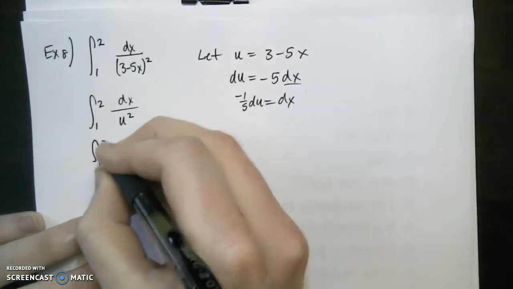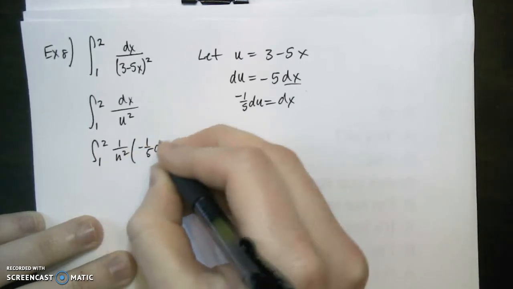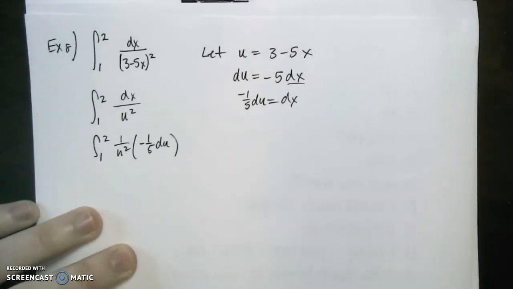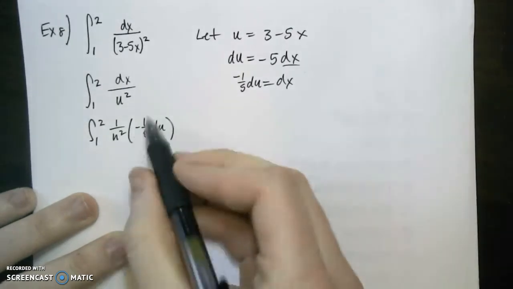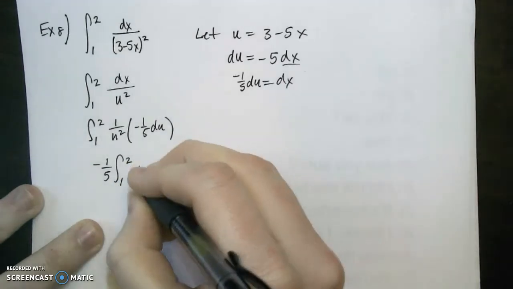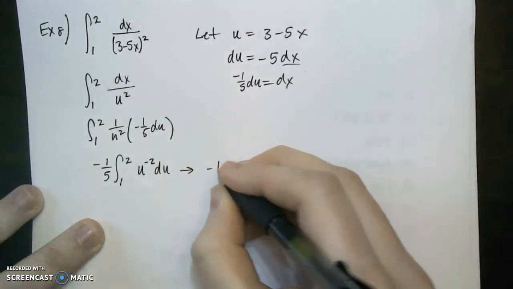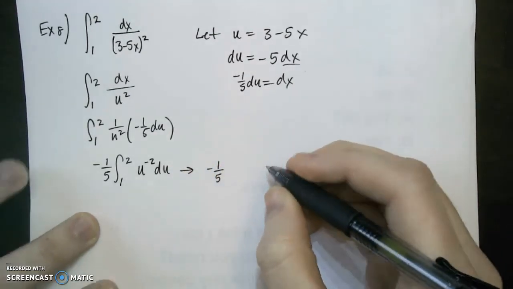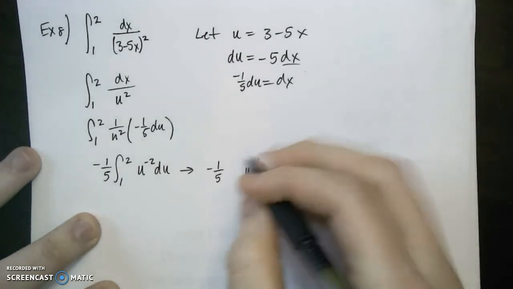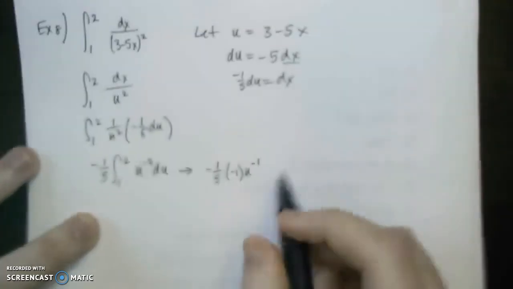Let's go ahead and fill in that. Okay, and then just simplify. I'm going to bring the negative 1/5 in front. I'm going to go ahead and write this as u to the negative 2. And so when we do the integration, that would be u to the negative first if you add 1. And so then you divide by negative 1, or in this case, you could multiply by negative 1.